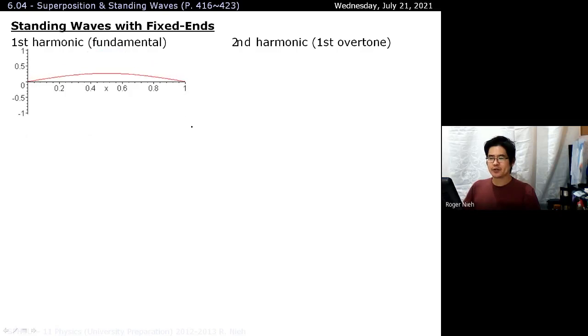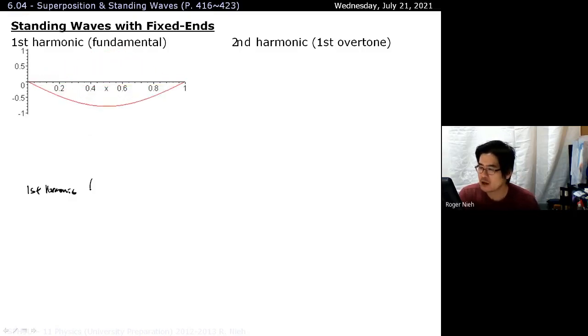So anytime a string vibrates like this is known as the first harmonic, or the fundamental frequency. And if you're wondering how in the world do you copy that in your notes, this is what you would do. You'd first write down your first harmonic, also known as the fundamental frequency.